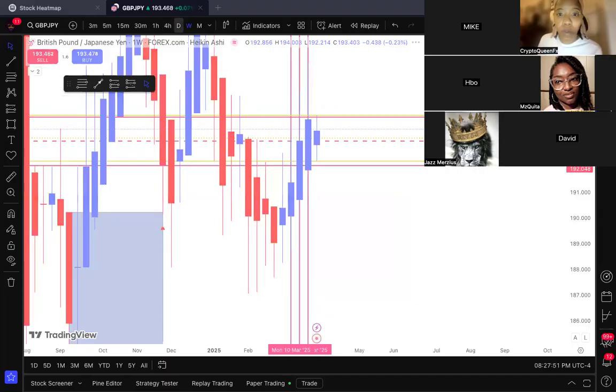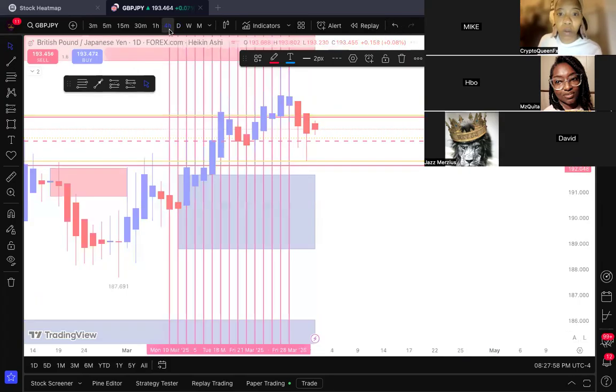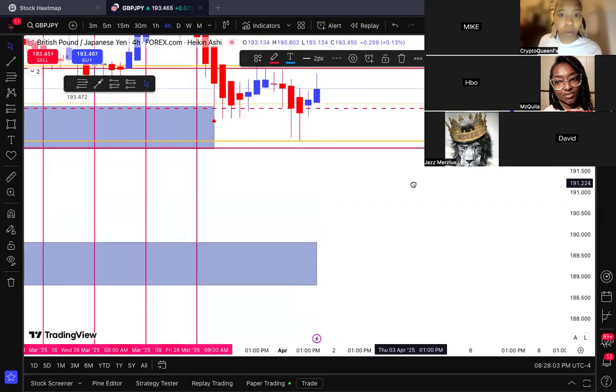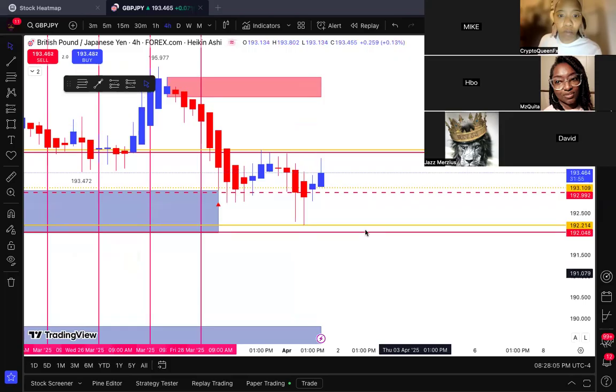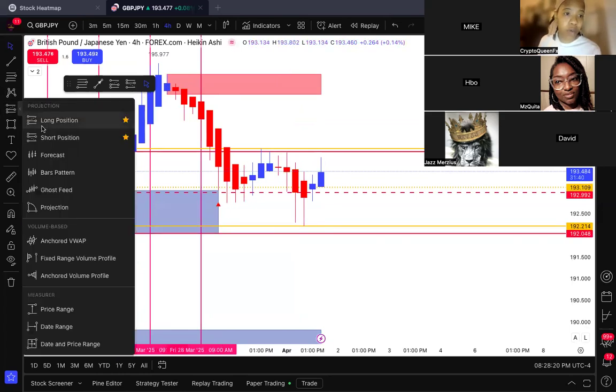Okay. I'm gonna do that. Yeah, retest it. This is the target. Like if you wanted to hold it, that's the target. That weekly order block. If you might be holding it for a couple of days.